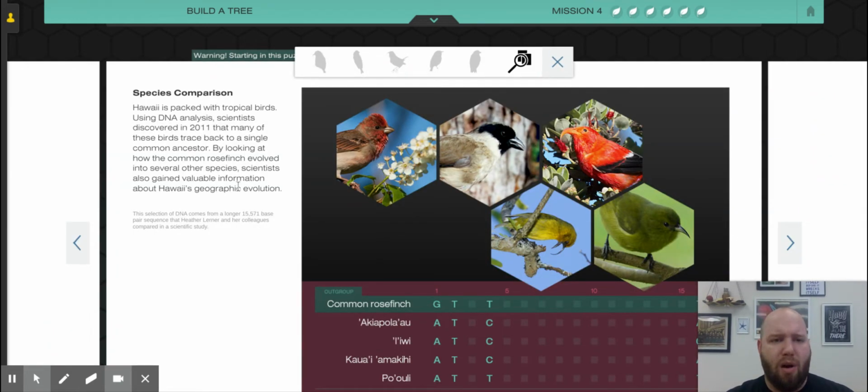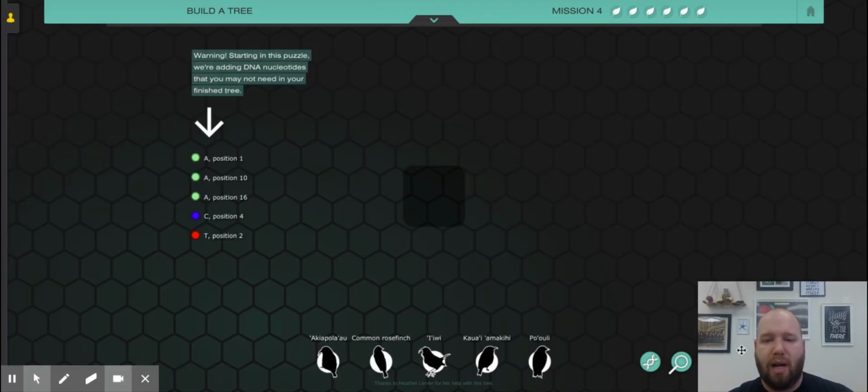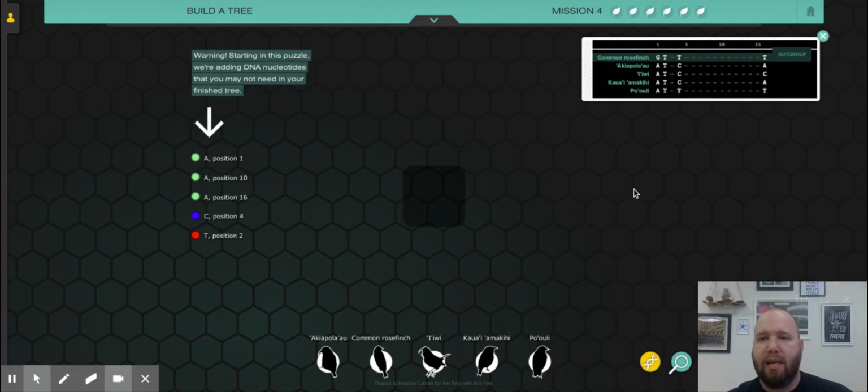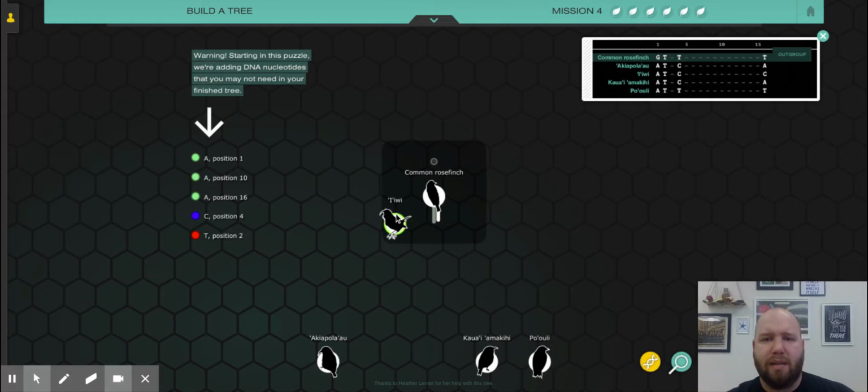So if I remember, these are all Hawaiian birds. So this rosefinch is just the outlier. Please remember that when you're putting these together, put your outgroup over to the side. So that is the rosefinch. Put the rosefinch over here out to the side and then start building over here.